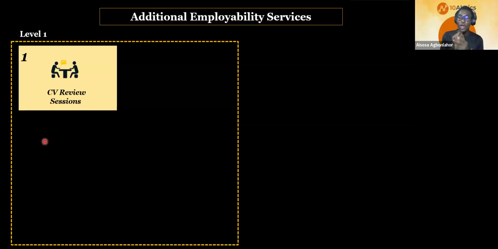So you get to learn how your CV can pass through the two roadblocks. Number 1, the ATS, and number 2, that when it gets to the screen of the recruiter, the recruiter takes a look at your CV, knows that you are the one for the job, and goes ahead to schedule an interview.